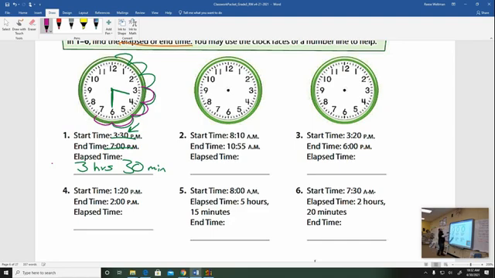Go ahead. So, this one, 8:10 to 10:55. Where do I draw the 8? Where do I draw the line for the 8, Jack? The short one's going to be at the 8. That's right. Where do I draw the one for the 10, Brewer? Where do I draw the line for the 10?